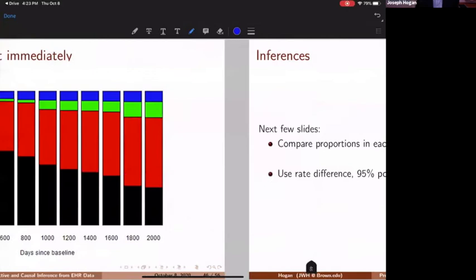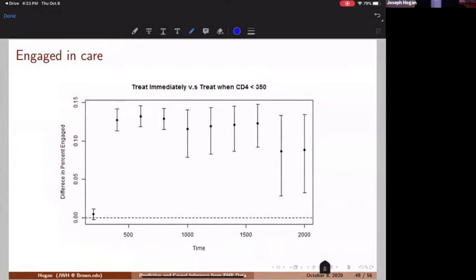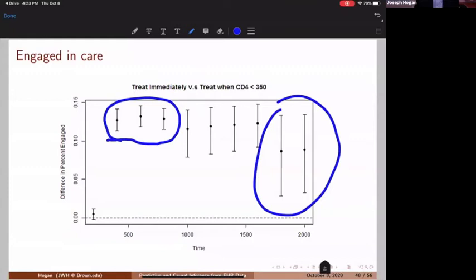But because we're statisticians, we want to know something about the inference. So this is the causal treatment effect. On the x-axis is time, 0 to 2,000 days. On the y-axis is the difference in percent engaged. So we're not doing transition probabilities, we're actually looking at the percentages. What we see here is, number one, treat immediately gives us a much higher percent engaged. But the other thing that's getting reflected is that because we have less and less data, and more and more extrapolation at the end, these posterior predictive intervals are much wider as you go further and further out.